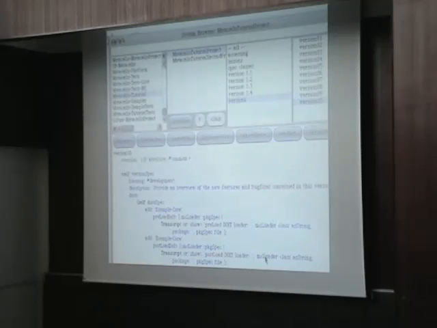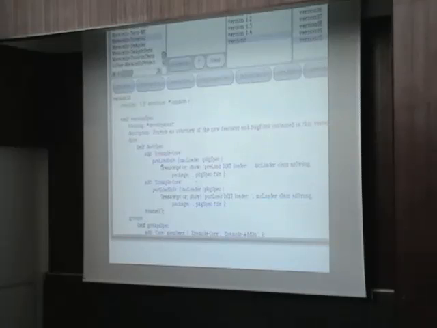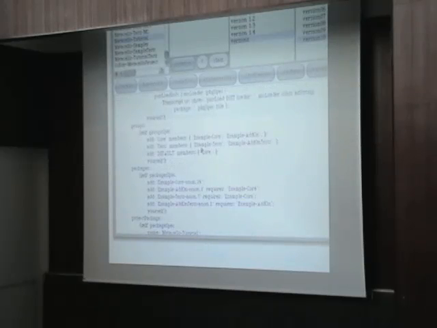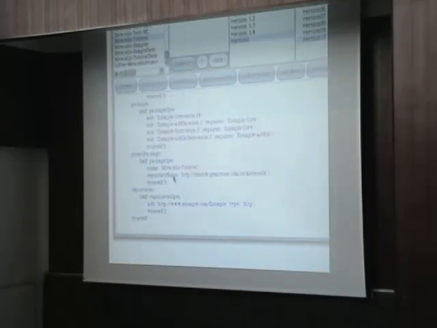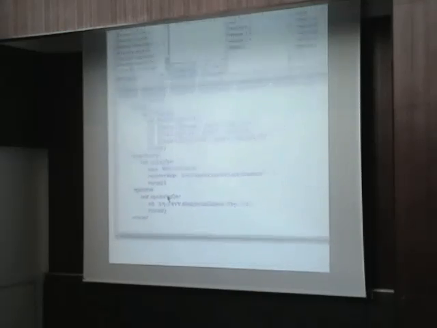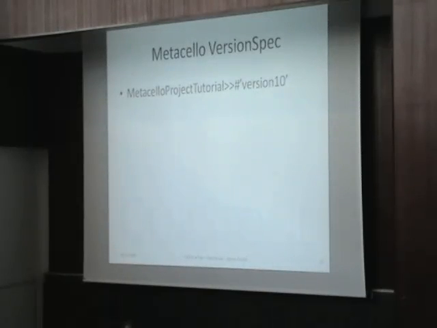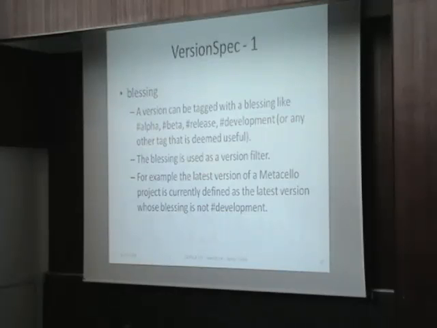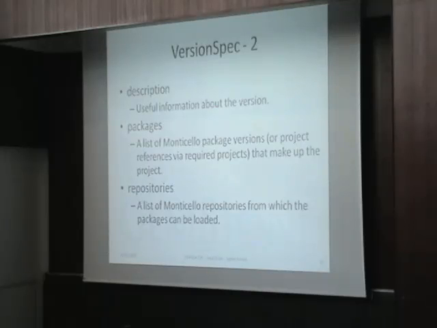And here is perhaps the more complex example, where the version spec has a blessing, a description. There's do-its to be executed at particular points. There's groups. There's packages, product package, and repository. These are various things that aren't just being thrown in in an effort to say how complex can we make it, but it has significantly simplified and eased the development process for managing the code that's being managed in the Smalltalk and the Seaside work that we're doing. So for example, blessing: alpha, beta, and can be used as a filter. Description. Packages, a list of Monticello package versions, or project references that make up the project.